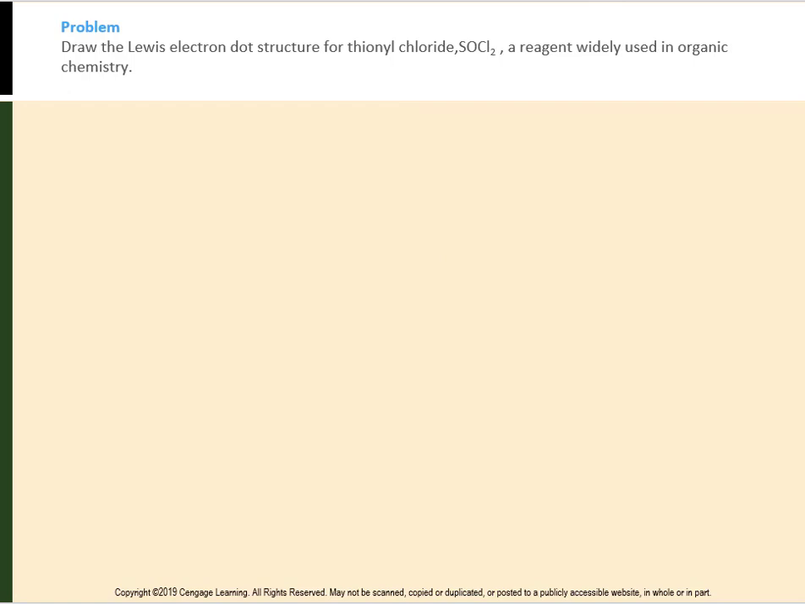All right, hopefully you gave it a try. If you think about it, and if you look at the periodic table, sulfur must be our central atom because the electron affinity of sulfur is lower than that of both oxygen and chlorine.